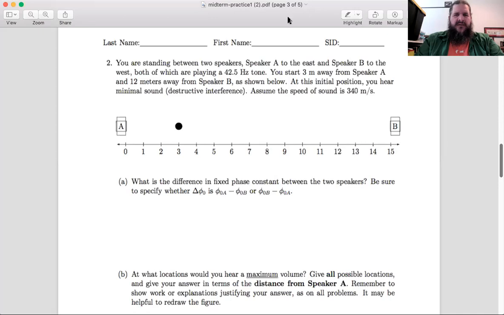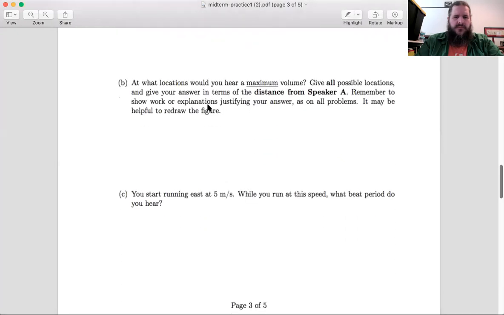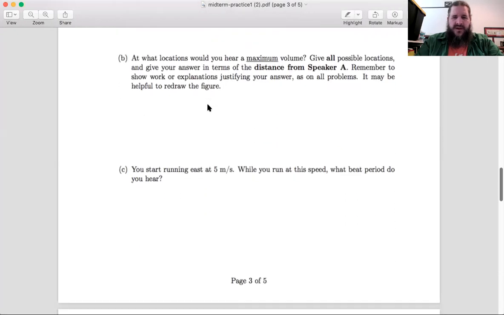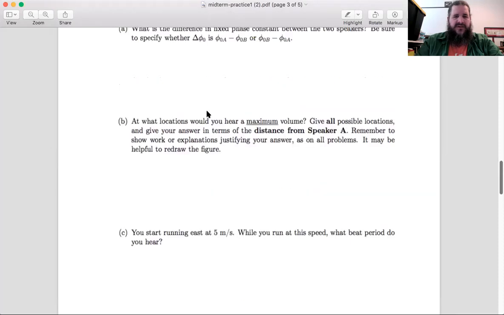So it looks like we have the two speakers, and we're trying to find several pieces of information. First of all, we need to figure out the difference in phase constant, and where we are going to hear maximum volume. So we're looking for where we would find constructive interference, and then also looking into the Doppler effect if the listener is moving.